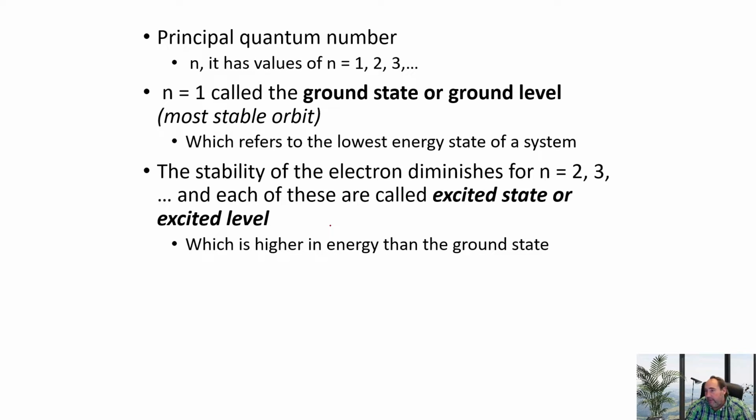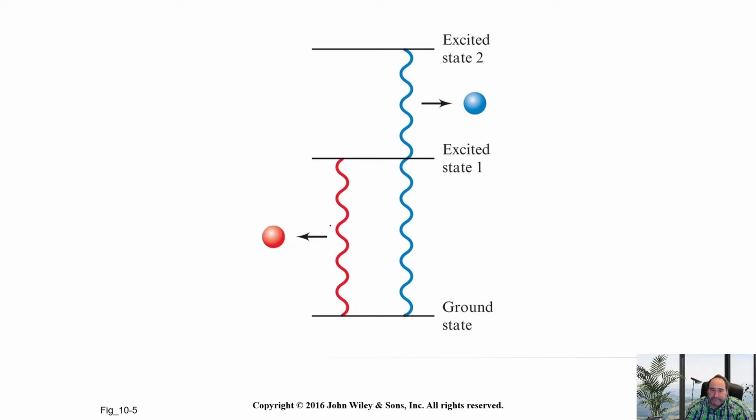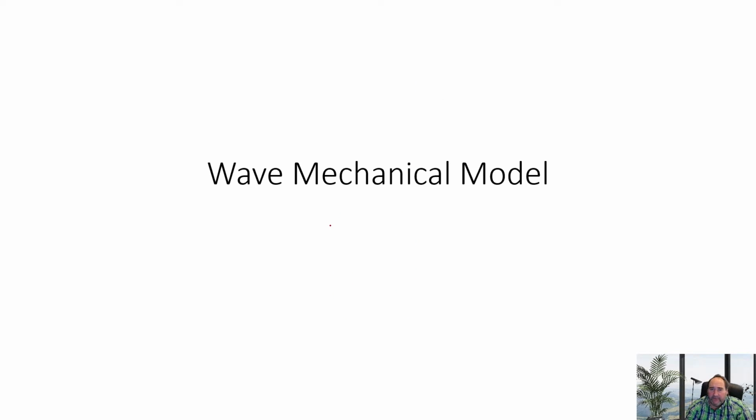Remember that in chemistry, things like to be in the lowest possible state of energy. A lot of what happens in chemistry is the point of trying to get everything to the lowest possible state of energy, to make things as stable as possible. Again, these excited states, n equals 2, 3, and so forth, are higher in energy and further away from the nucleus. And there's our transition that we talked about.